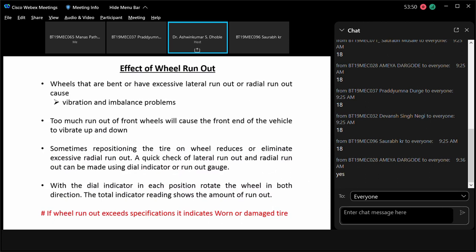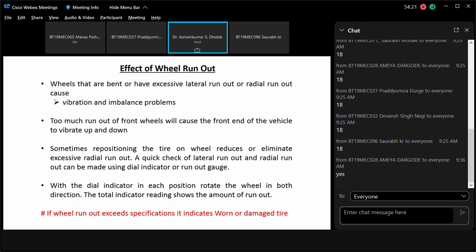It says that wheels that are bent or have excessive lateral runout or radial runout cause vibration and imbalance problems. Too much runout of front wheels will cause the front end of the vehicle to vibrate up and down. Sometimes repositioning of the tire on the wheel reduces or eliminates excessive radial runout. A quick check of lateral runout and radial runout can be made using dial indicator or runout gauges. There are gauges as well.